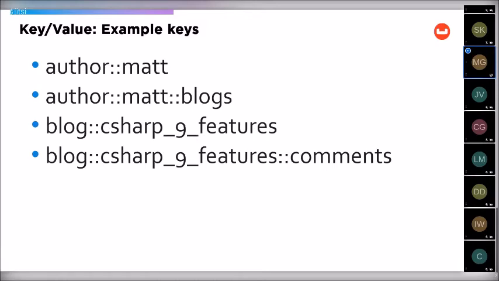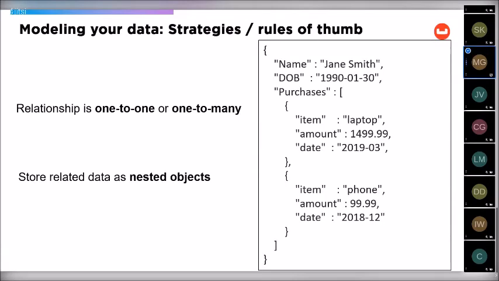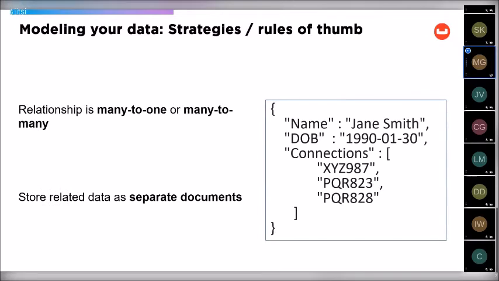So some rules of thumb for that, because your documents are going to get more complicated than a blog. If you are representing relationships in your data, and it's a one-to-many relationship, so much like the purchases situation from earlier, it makes sense to store those as nested objects. Keep them within the same document. So nest them all into one place. And if we are modeling a many-to-one or many-to-many relationship, so much like the connections we saw earlier, then it might make sense to store those as separate documents.